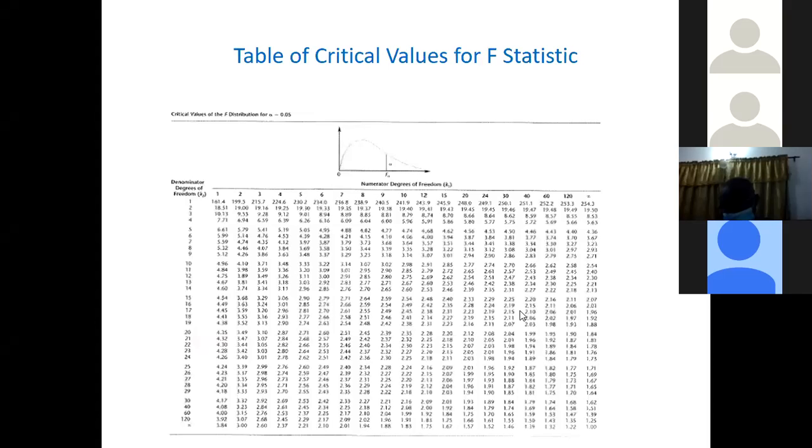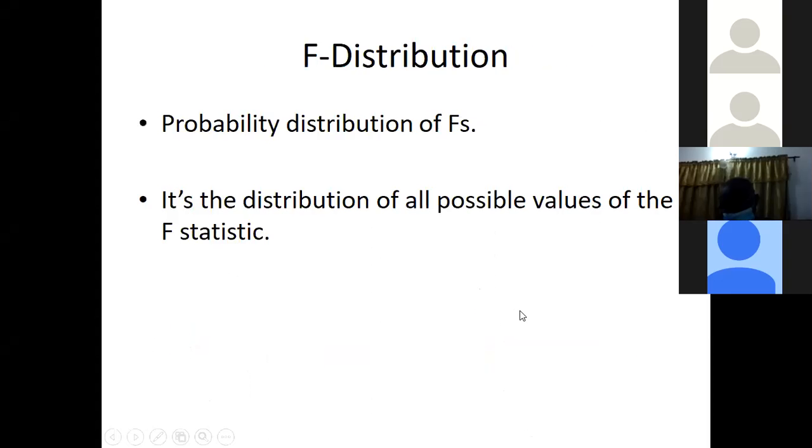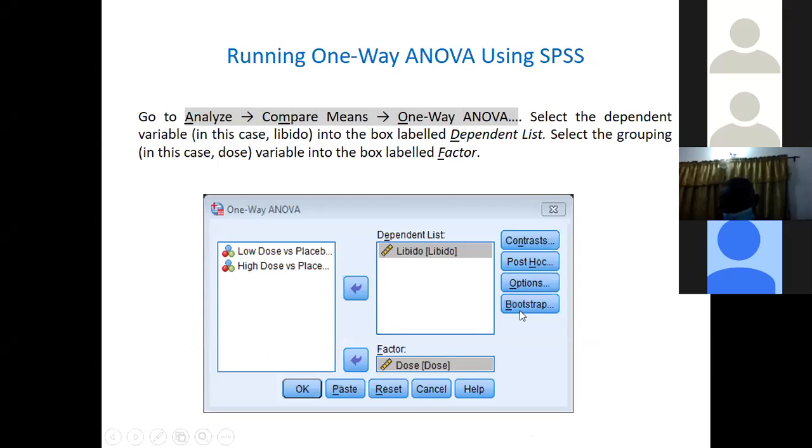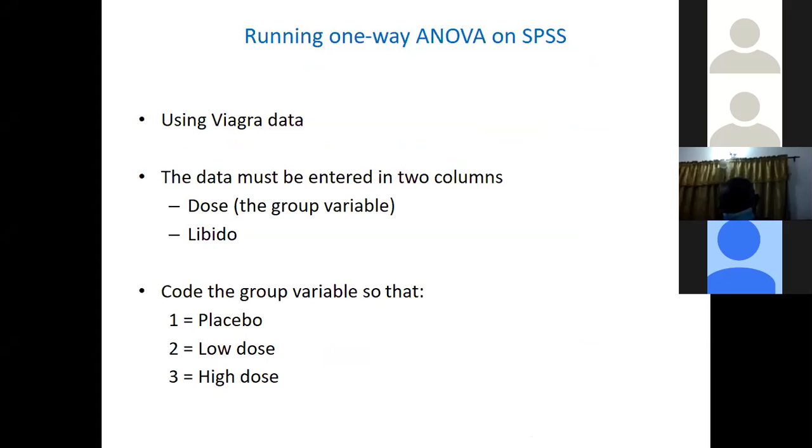Now let's move further. Who will run it for us? It's not me that will run it. Dr. Ebenezer, you have your system here. Open your SPSS.